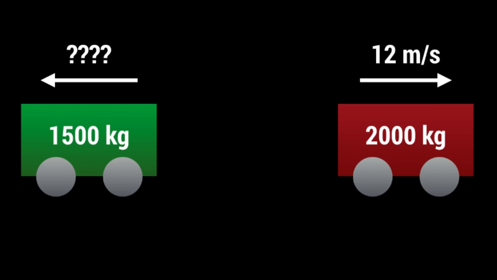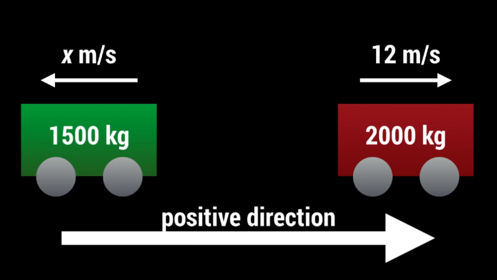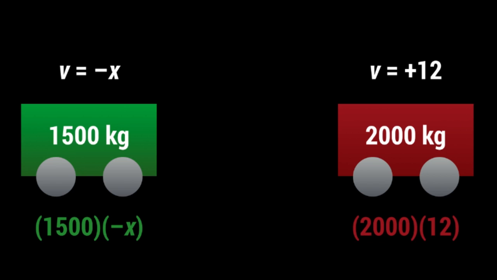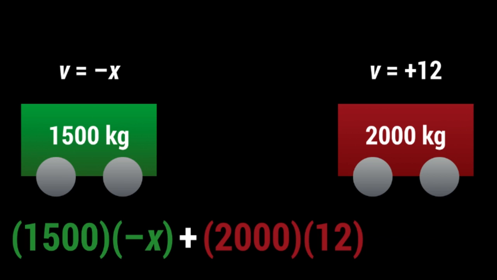Now we know that the green car is moving to the left at a speed of, say, x meters per second. Now if we establish a positive direction again, we'll be able to find that the green car is moving in the negative direction, which means that its velocity is negative x, whereas the velocity of the red car is plus 12. All we have to do now is multiply out the masses and the velocities of both the cars, and we'll be able to figure out the momentum. To find the total momentum of the system, we add them together, and this should be equal to negative 6,000 because of the conservation of linear momentum.